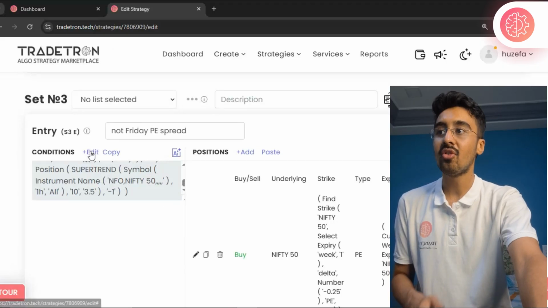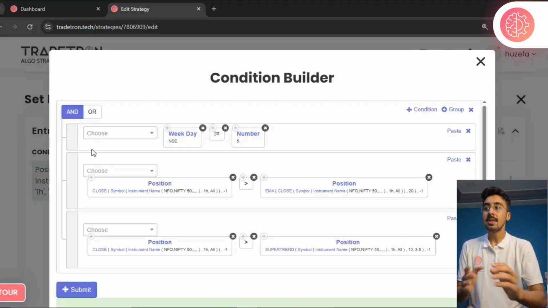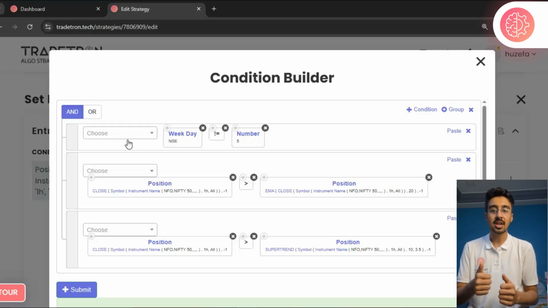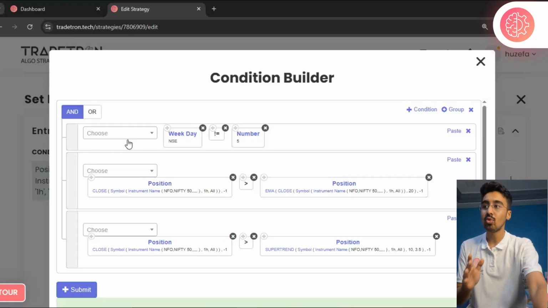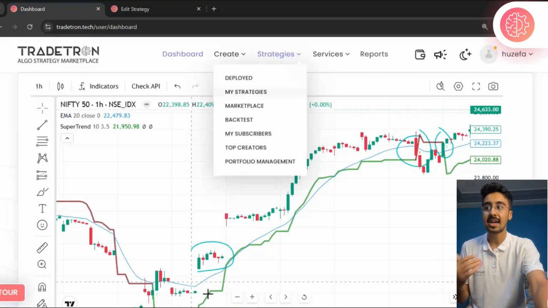Now let's look at the four regular days other than Friday. What conditions have I built? My first condition is to check that it is not a Friday. When I set weekday is not equal to 5, I'm making sure that today is not a Friday. With that, I am now checking if close is greater than EMA. Why am I looking at close greater than EMA? That is my logic.